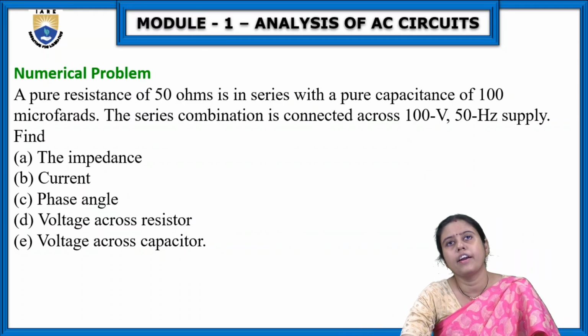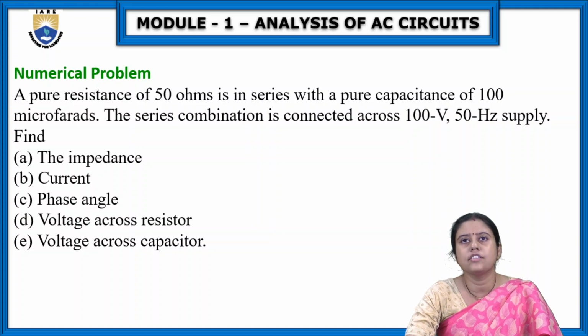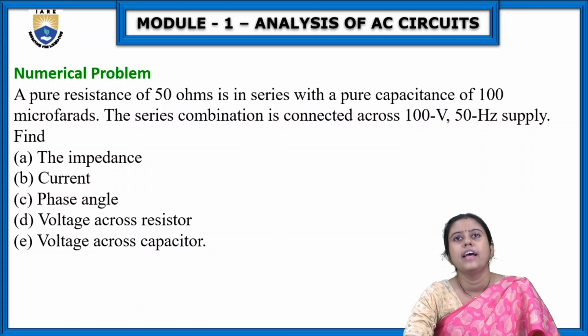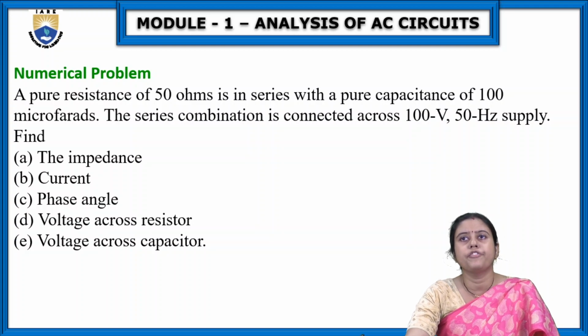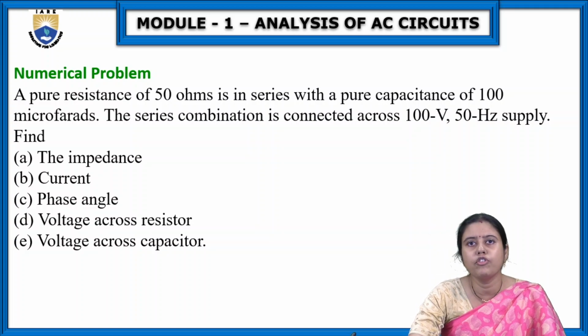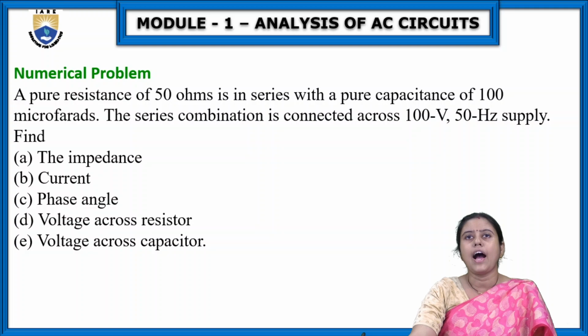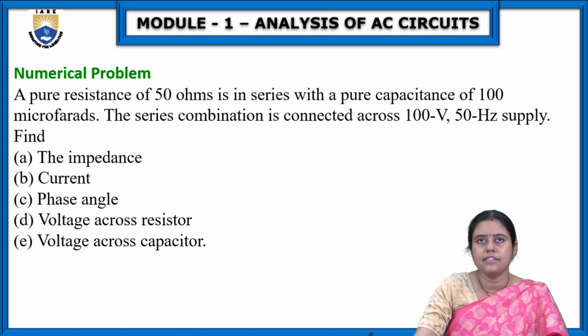Now we are coming to one numerical problem. A pure resistance of 50 ohms is in series with 100 microfarads. The series combination is connected across a 100 volt, 50 hertz supply. Find the impedance. In the last class, as I remember, we discussed one problem of the RL circuit. Today we are going to discuss an RC circuit.